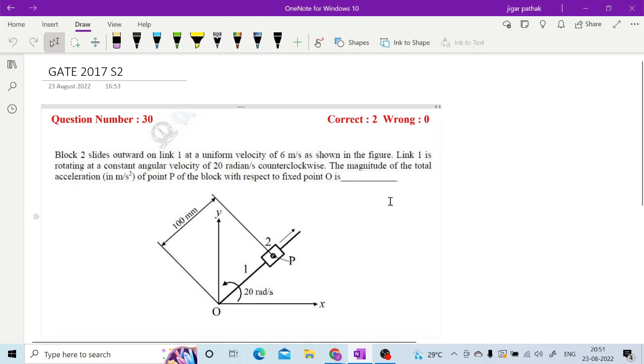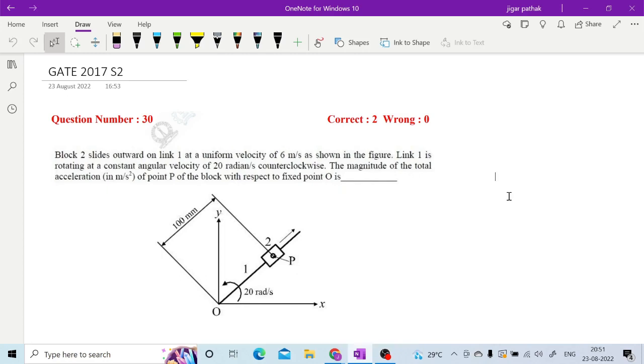Total acceleration you have to calculate. It means you have to calculate again those two components, Coriolis component and that centripetal component, right? So once you calculate these two components, then you can square them and add and under root them. That will be your answer. You have calculated this kind of question earlier also, right? The 2 omega v is one vectorial component and r omega square is the other vectorial component.